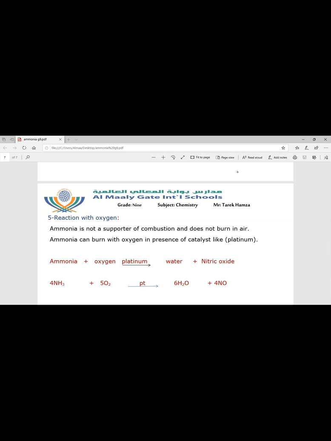This reaction can be represented by the following equation: ammonia plus oxygen in the presence of catalyst platinum gives water and nitric oxide. This equation is represented by the following symbols: 4NH3 plus 5O2, in the presence of catalyst platinum, produces 6H2O water and 4NO nitric oxide.